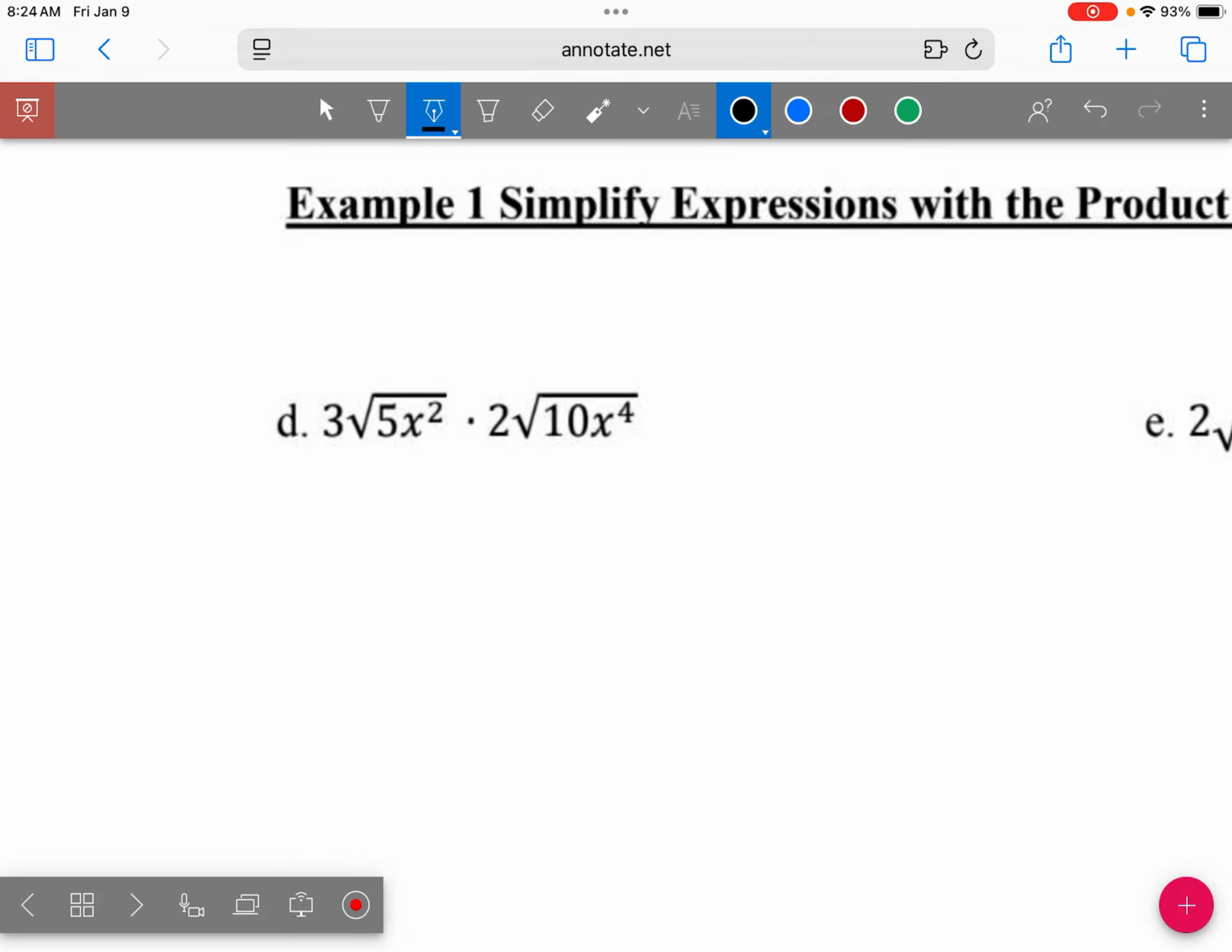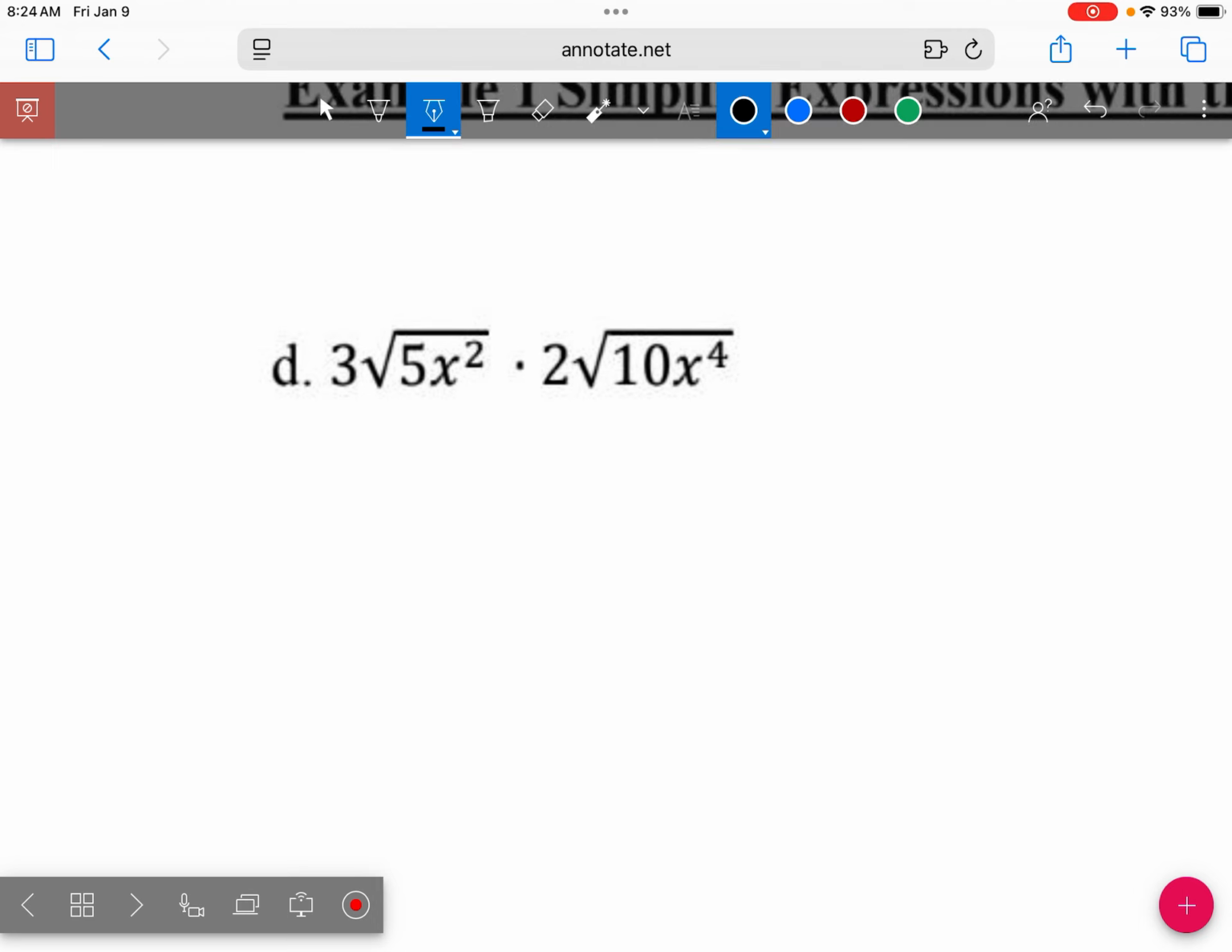So the first thing we're going to do is we don't build a cake until we multiply. So what are we multiplying? We're multiplying numbers on the outside. So what is 3 times 2? So that's going to be outside. And then we're going to multiply what's inside. So multiply your numbers. So I have a 5 times 10. 5 times 10 is 50.